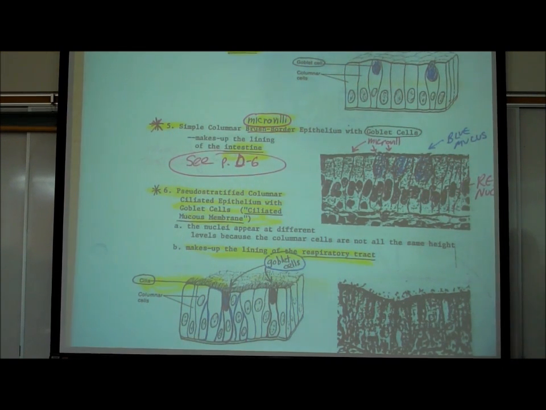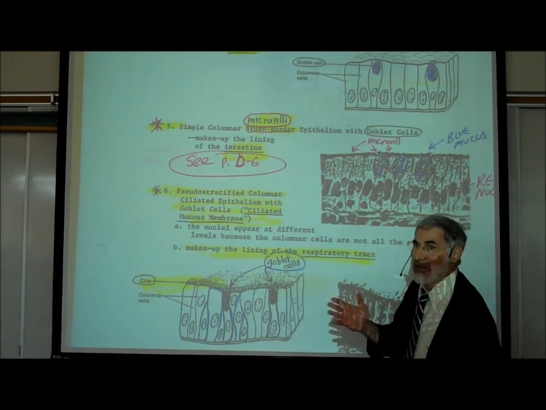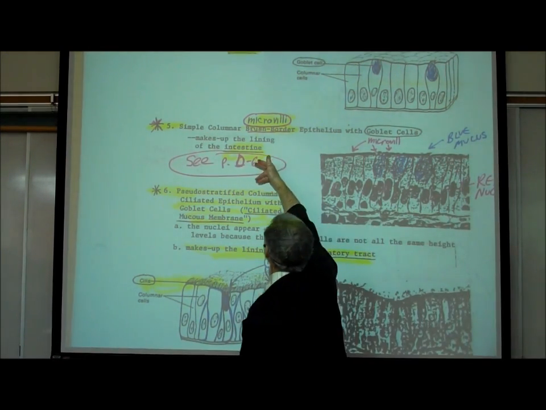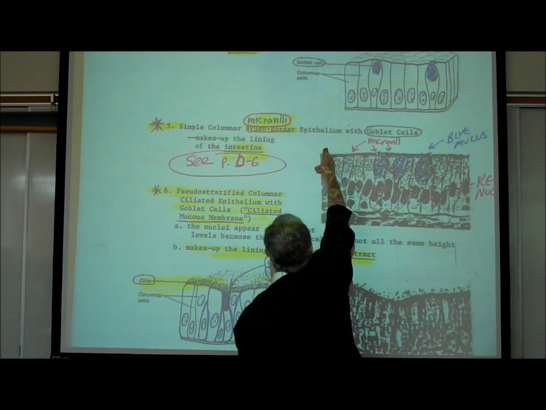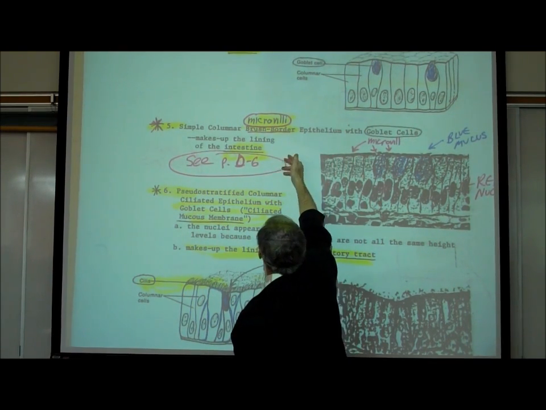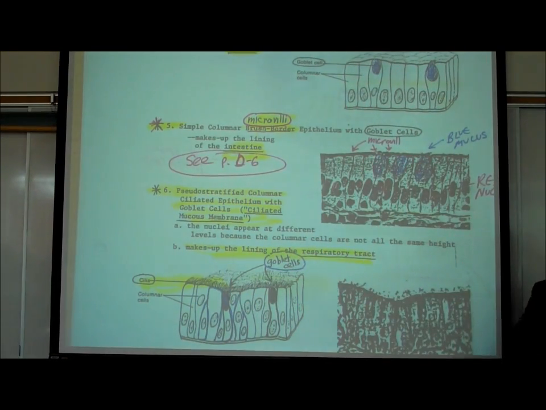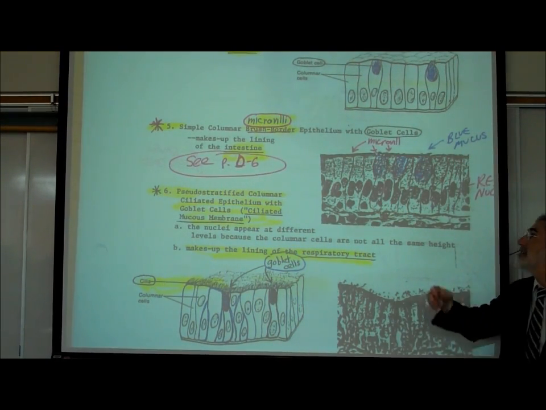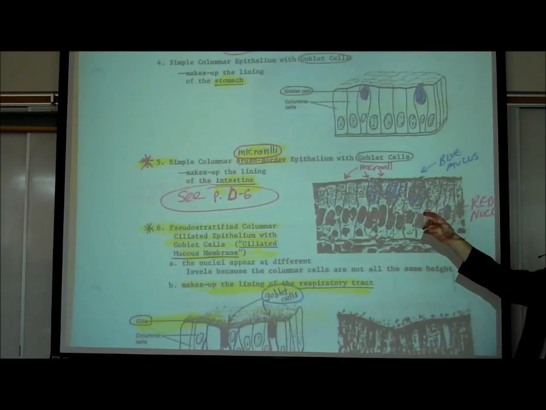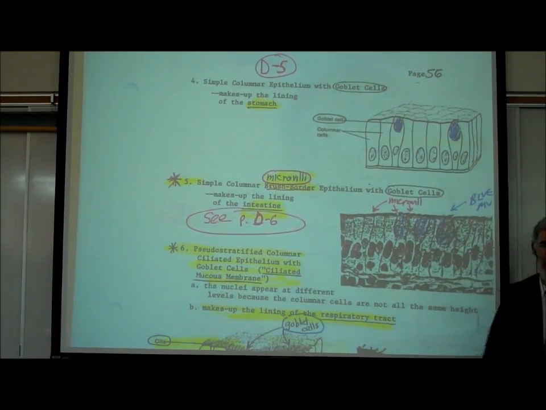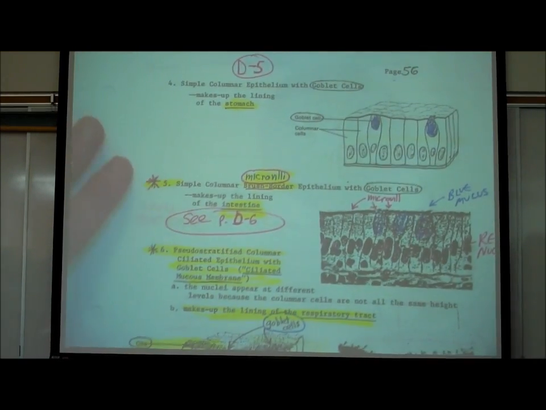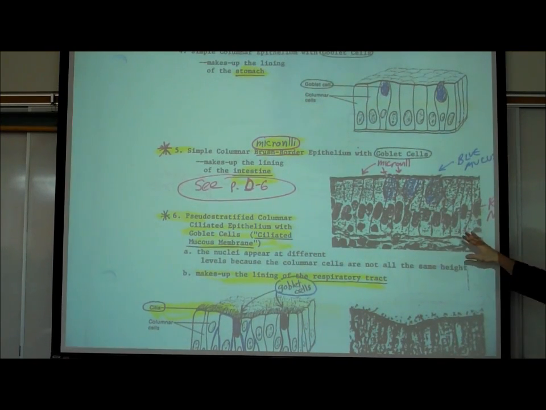So I just said it doesn't have to be in any particular order. You could write simple columnar microvilli epithelium with goblet cells, or simple columnar epithelium with goblet cells and microvilli, but you've got to list all those characteristics to make it clear that you know it's different from the tissue right above it, which doesn't have microvilli. This is the tissue we learned that forms the inside lining of the small intestine.